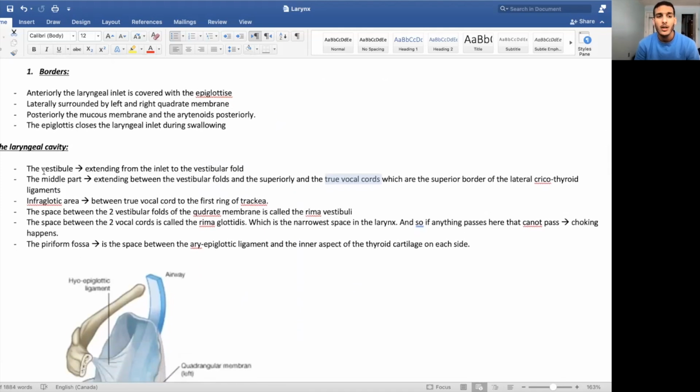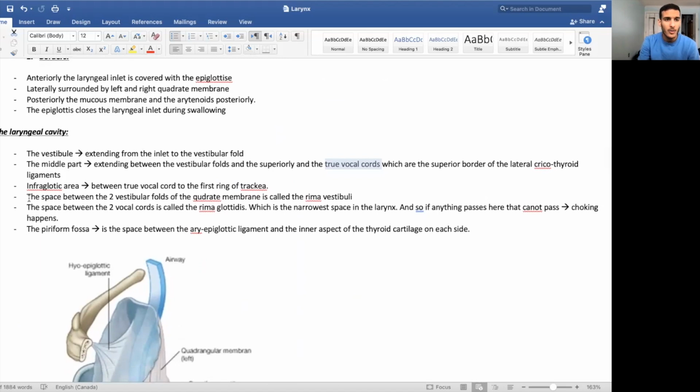Okay, so I hope this was clear. The laryngeal inlet is the vestibule, middle part, and infraglottic area. Just more information about the laryngeal cavity. The space between the two vestibular folds of the quadrate membrane is called the Rima vestibuli, right? And the space between the two vocal cords is called the Rima glottis, okay? Which is the narrow space in the larynx. And so if anything passes here that cannot pass, choking happens.